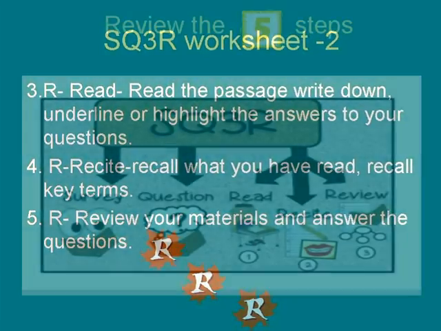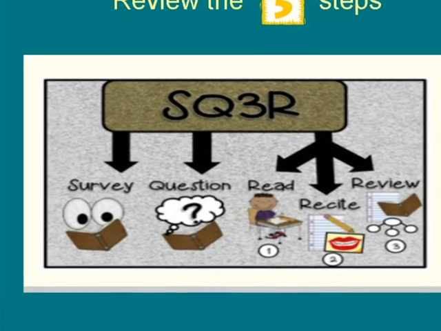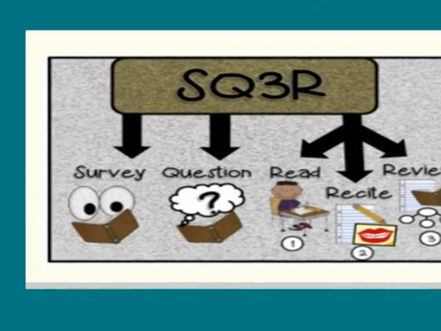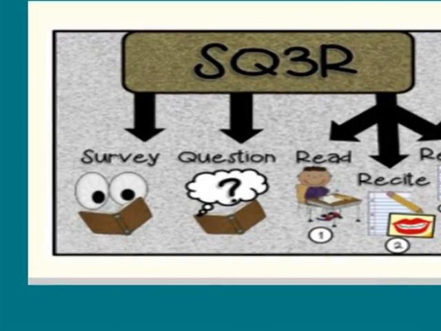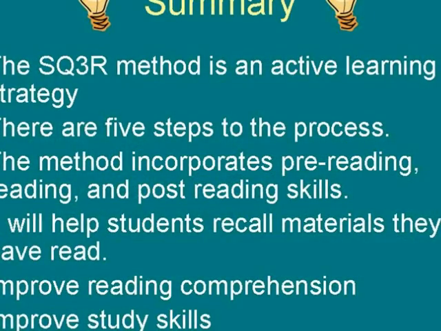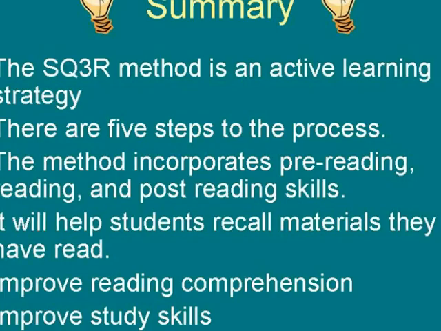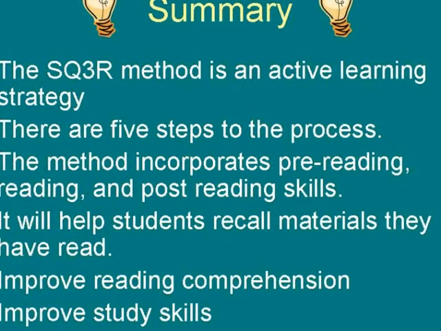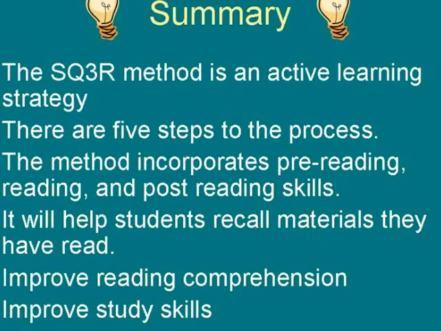Now let's review all 5 steps of the SQ3R method. The S is for survey, the Q is for question, the 3 R's are read, recite, and review. In conclusion, let's summarize the SQ3R method. There are 5 steps to the process: survey, question, read, recite, review.